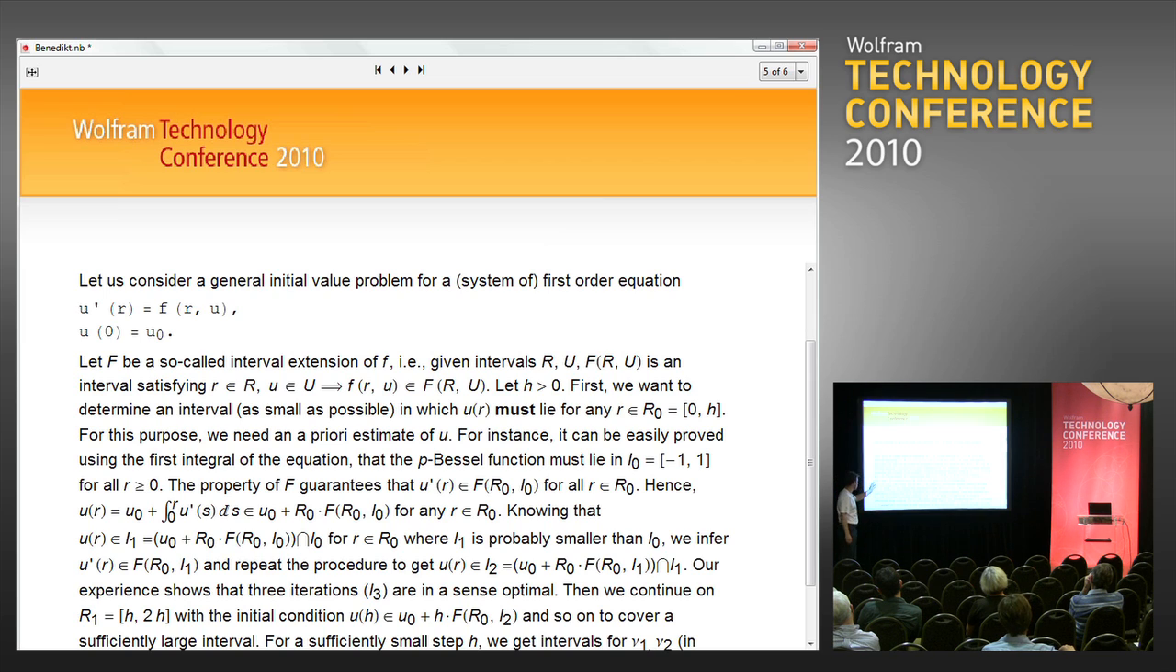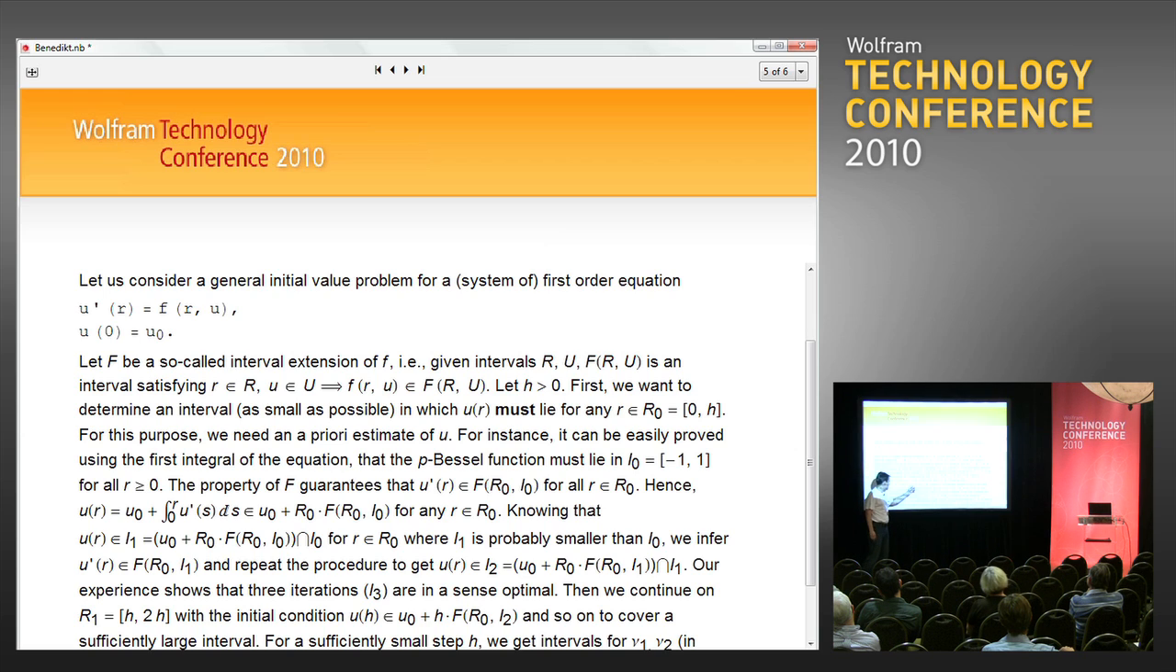Now, of course, u is a primitive function for its derivative. So if we take all possible values for the derivative and multiply it by all possible values of r, which is between 0 and h, and we add the initial condition, then we must get an interval such that the solution must lie in this interval on the whole interval 0h. So we get some interval I1.